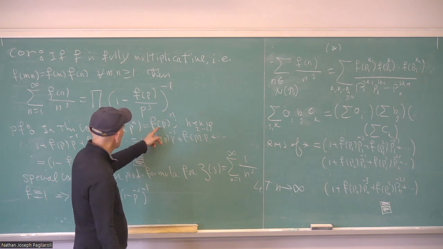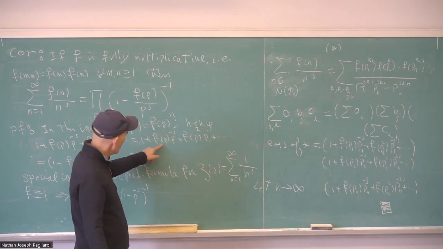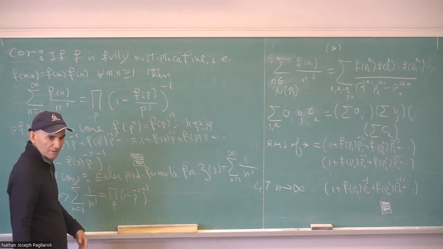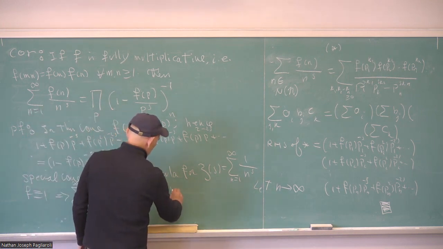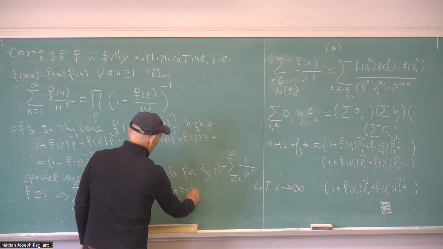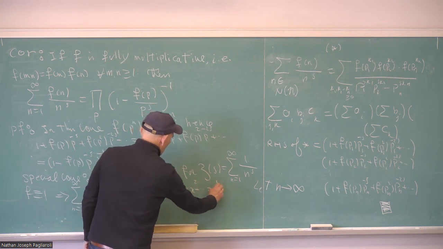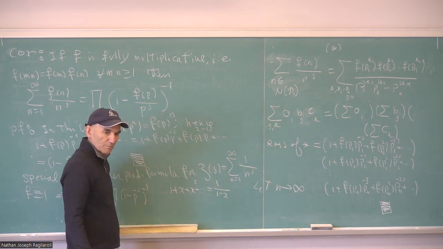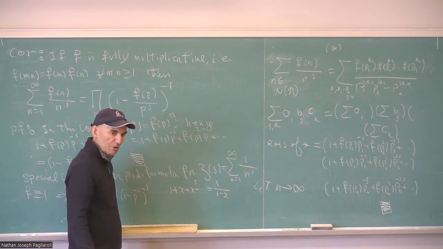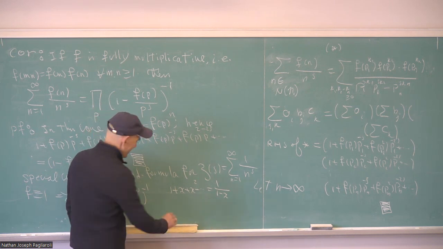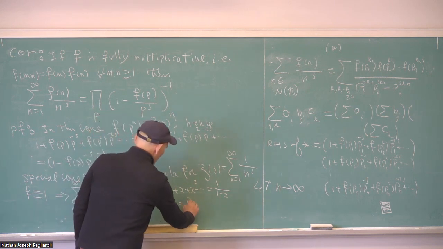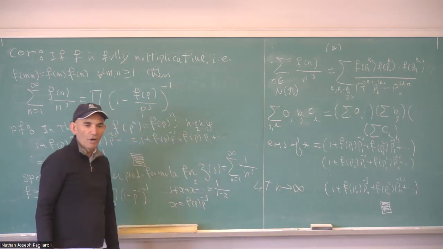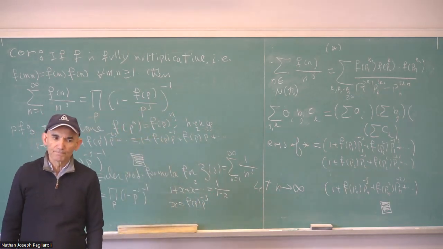From here to here. So, what is the geometric series telling you? The geometric series is this: 1 plus x plus x^2 and so on equals 1 over 1 minus x. So now let x be f of p times p to the minus s. Then you are in business.